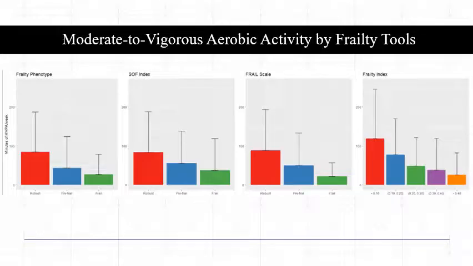Next are some descriptives of activity by frailty tool. Here you'll see the average amount of moderate vigorous aerobic activity a week by frailty tool and frailty category. This graph clearly demonstrates that time spent in moderate to vigorous aerobic activity decreases as frailty increases.